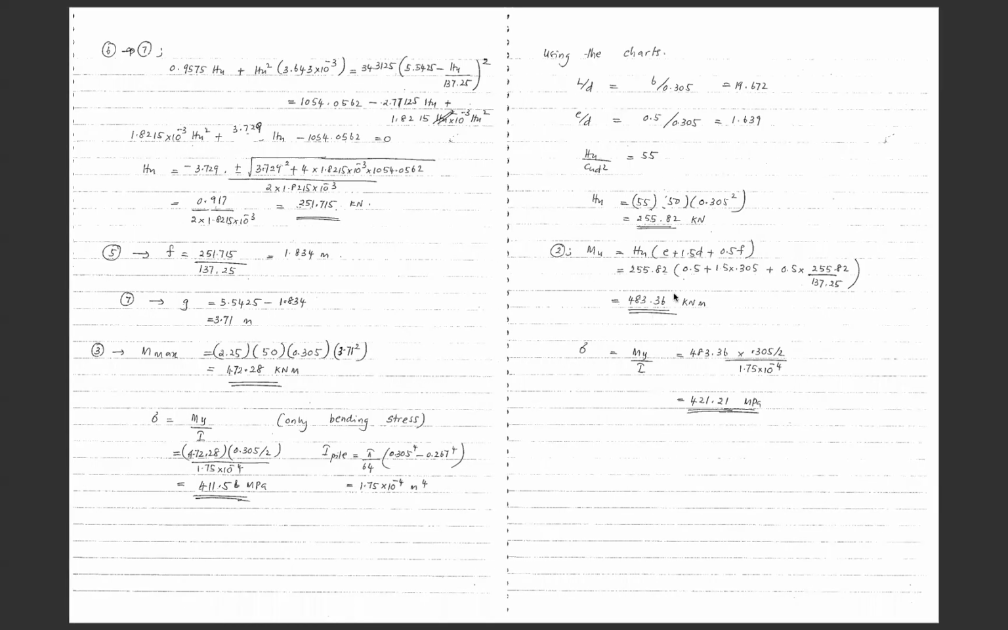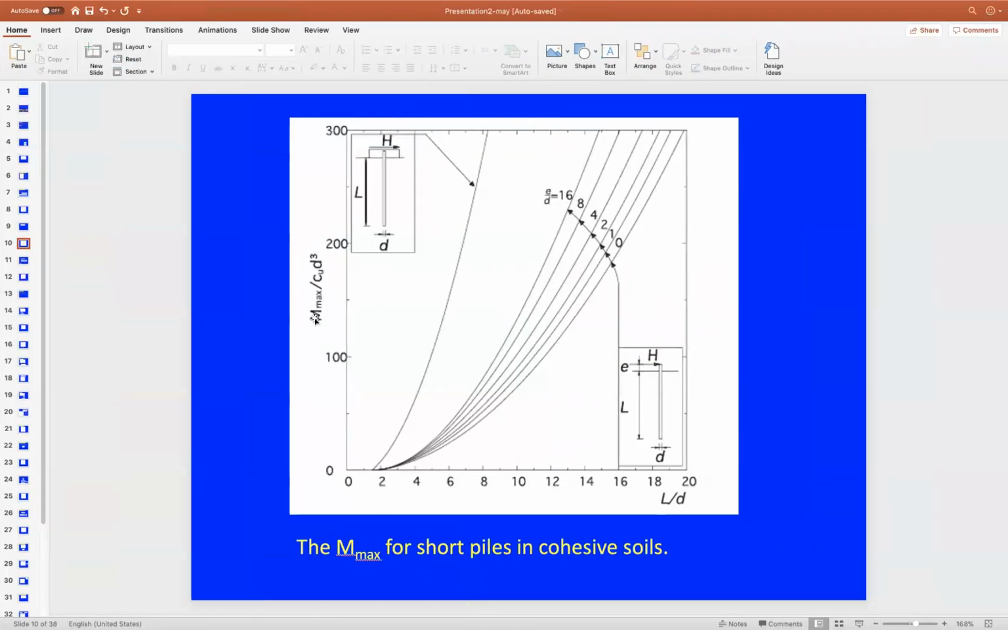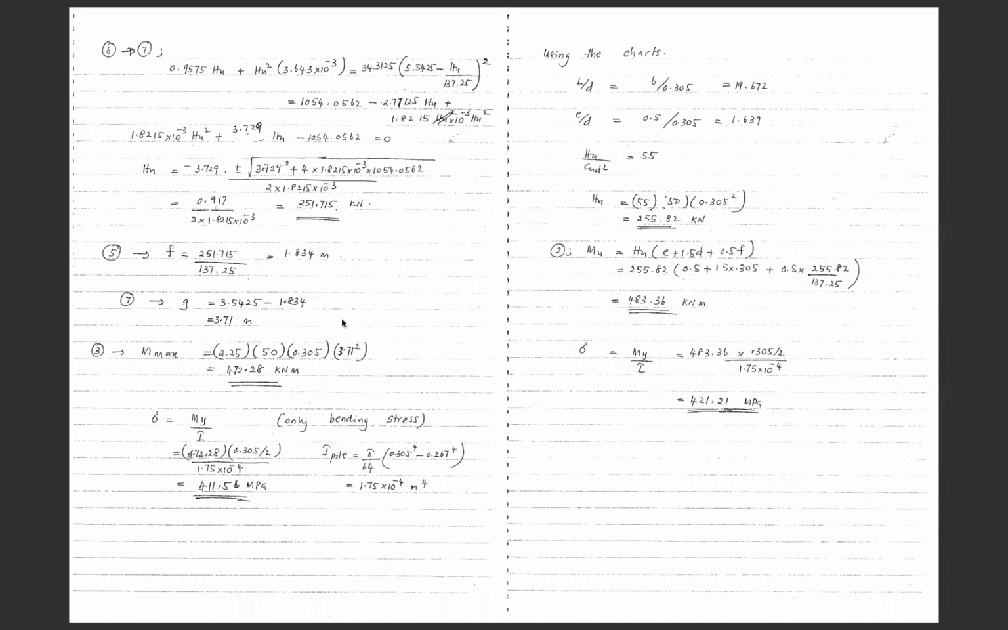So if you put 340 into these equations, to obtain the value of M maximum you need to multiply 340 by the below term, which is CuD cubed: 50 multiplied by 0.305 to the power 3. That will give you the value of M maximum. Again, the value of M maximum obtained from the chart will be different from the value obtained from the equation here.